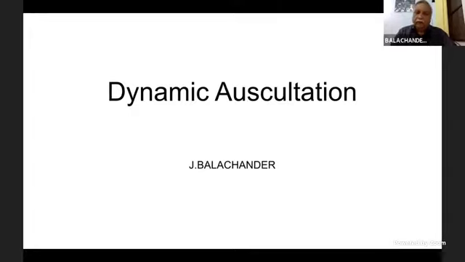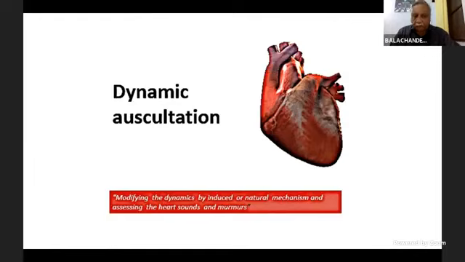For example, I can tell you the scenario of HOCM. HOCM is all about dynamic auscultation because the examiners know that you have a pulse, you have everything else, double apical impulse, everything is okay. But once you present the auscultatory features, then the entire discussion goes for a long time on dynamic auscultation.